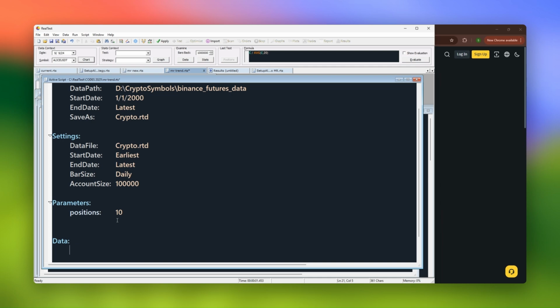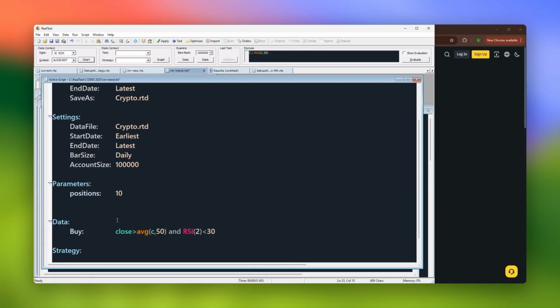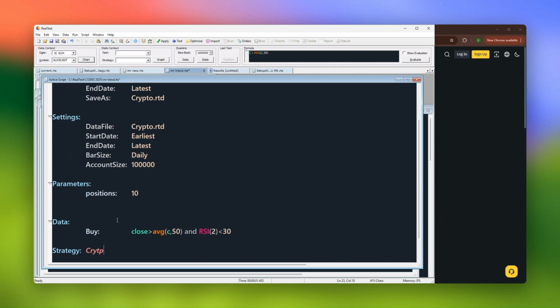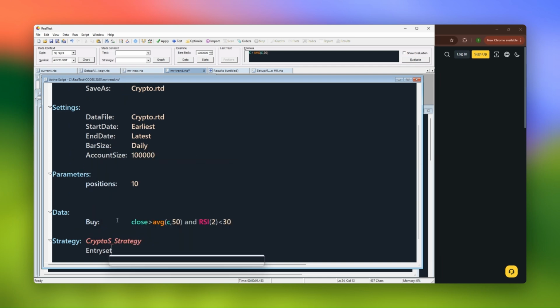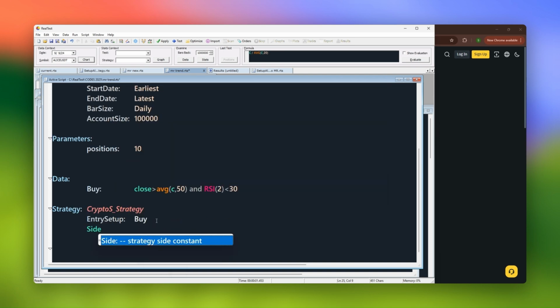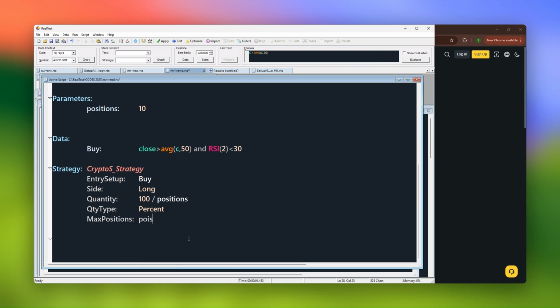First, I write the buy rule. Let's keep it simple. Close above a 50-day moving average. And maybe RSI 2 below 30. This old RSI trick works well in fast markets. Let's call this our crypto strategy. So now, the entry setup is buy. Side is long, crypto is generally long side biased, so this fits. For quantity, let's use 100% of the account divided by positions. Quantity type is percent, and max positions, let's cap at 10. This way, no more than 10 trades are open at once.